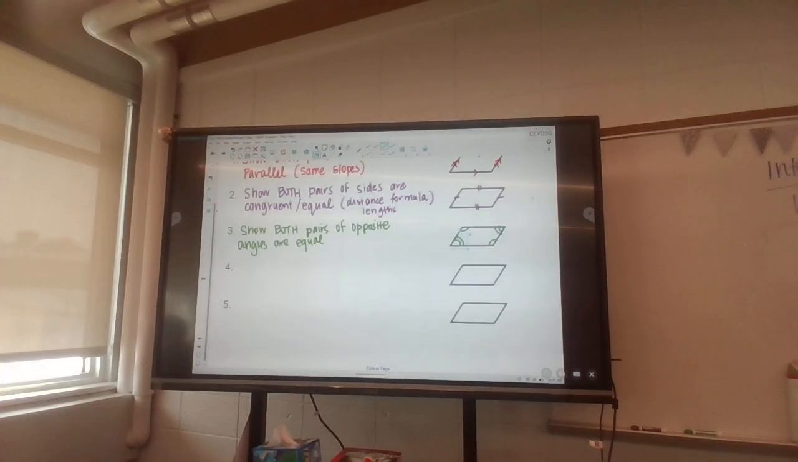The next one is another one that we learned yesterday. The diagonals bisect each other. Remember yesterday we checked the midpoints. So they should have the same midpoint in the middle there.